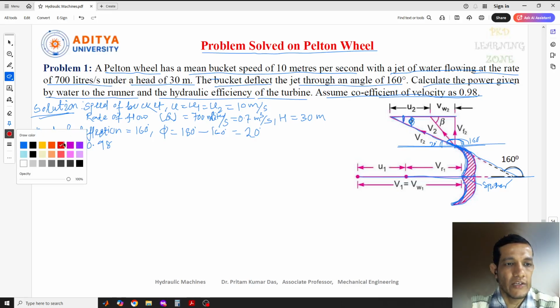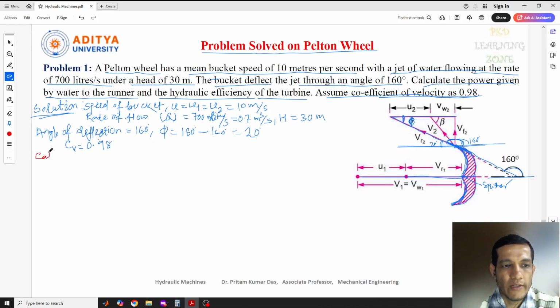Now the next thing is we need to do the calculation. What do we need to calculate in this question? The calculation will always be given in the last of the question, or sometimes it will be in the middle or at the initial, but mostly it is given in the last. Calculate, the first one is power given by the water to the runner, and the hydraulic efficiency of the turbine. So first one, the power given by the water to the runner.